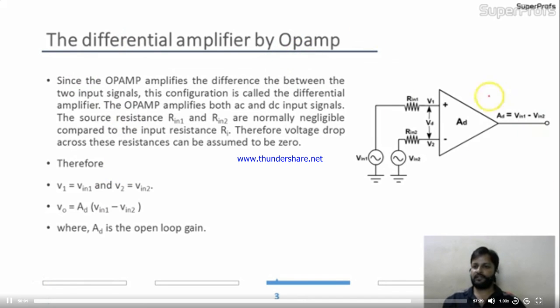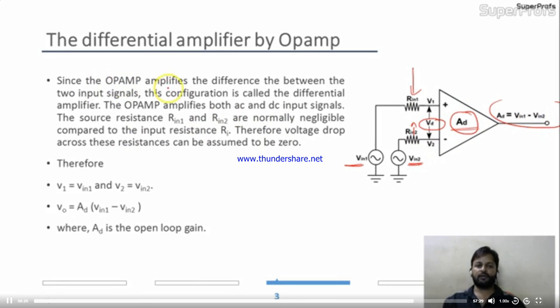See, this is the open circuit. There is no feedback from the output, but it will differentiate two inputs. V1 I applied over here, V2 I applied over here. These are the input resistances, and VD is the difference between V1 and V2. We are multiplying this VD by AD and getting the output, where VD is Vin1 minus Vin2.